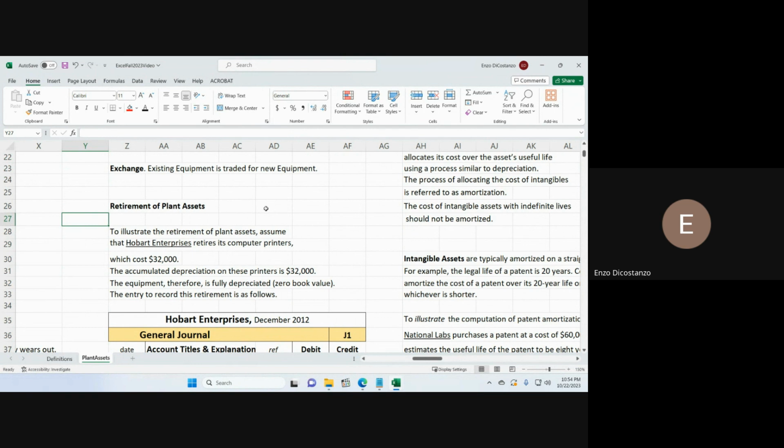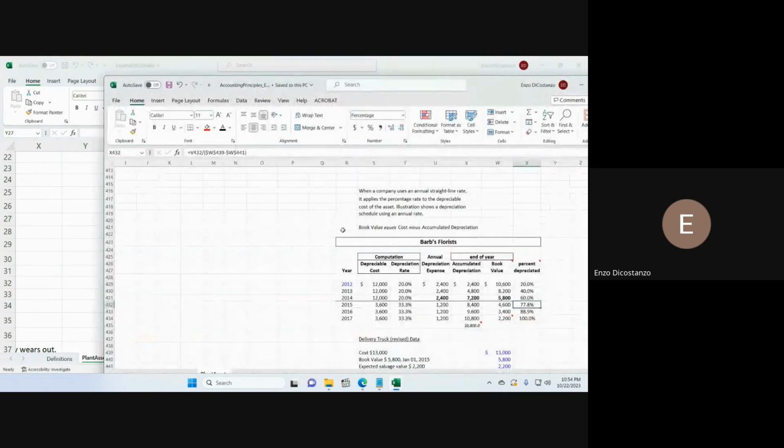So anyhow, it says retires computer printers, fine. So there's some sort of electronic equipment that cost 32,000, and the accumulated depreciation was 32,000. Okay.